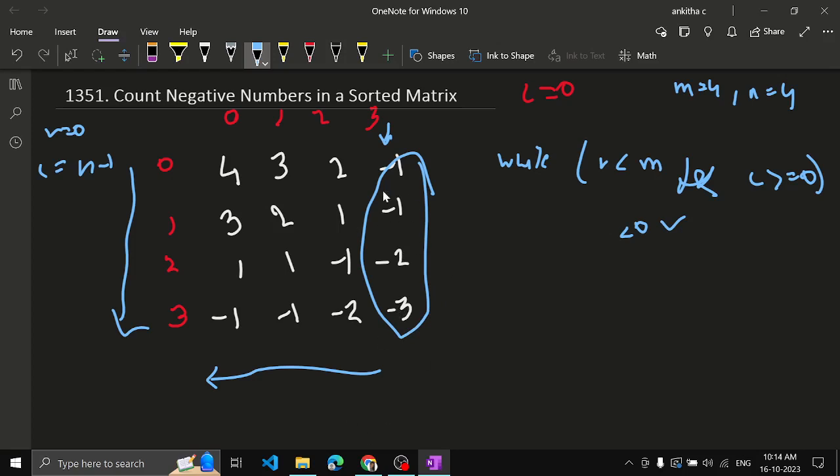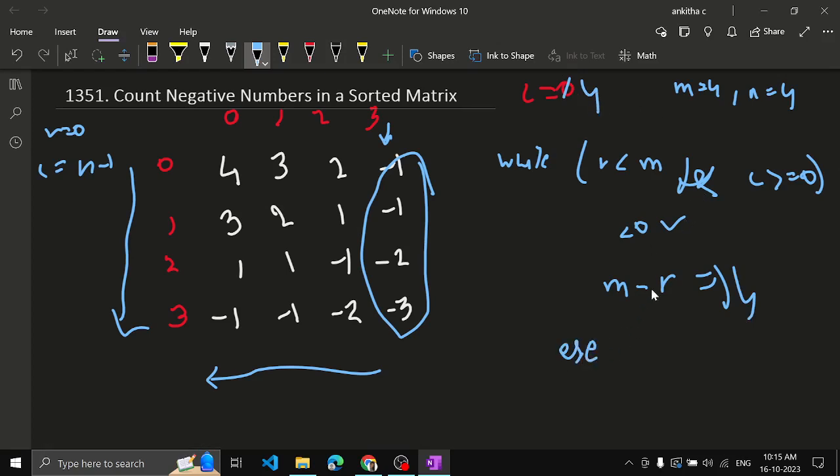So how can you get the count? Count will be nothing but m minus the position at which the index is pointing, that is row. So m minus r is nothing but 4 you get. So count will be incremented by 4.